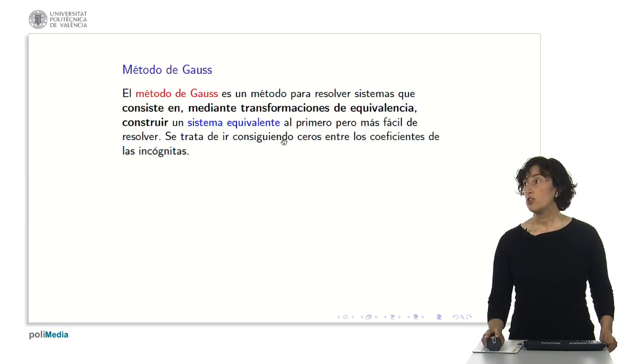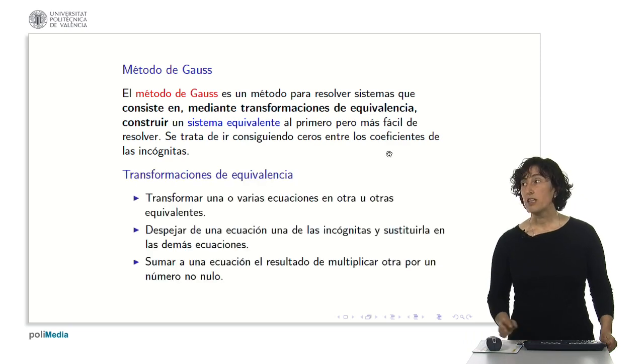Gauss method, as I said, we are going to do it by equivalence transformations. That is, we will pass from the original system to a simpler equivalent system to solve using equivalence transformations that are allowed for the systems. And it is about getting zeros among the coefficients of the unknowns.